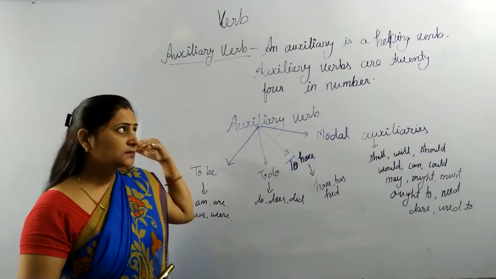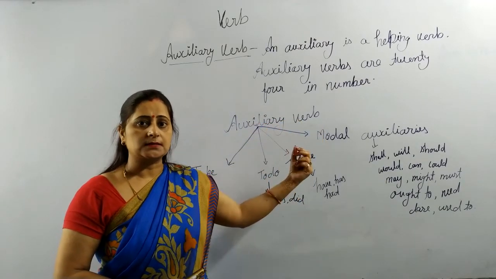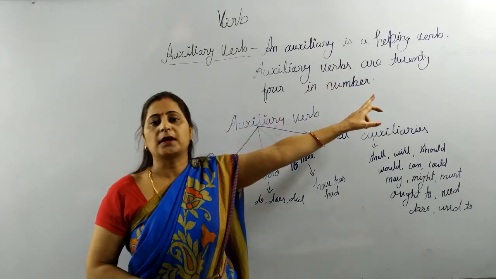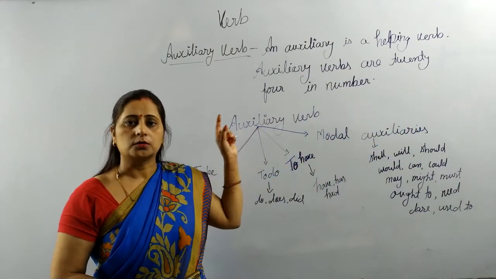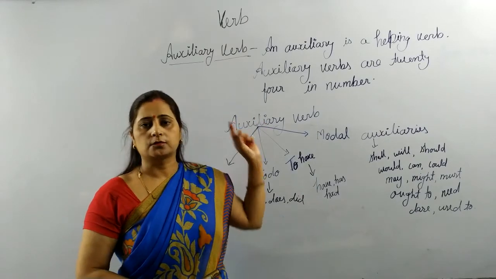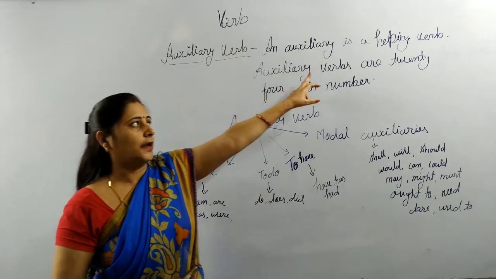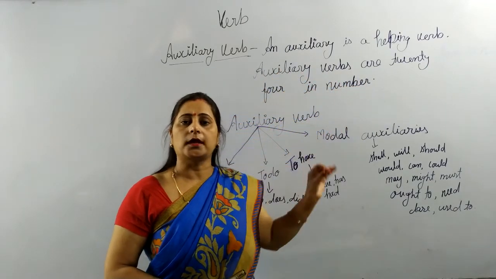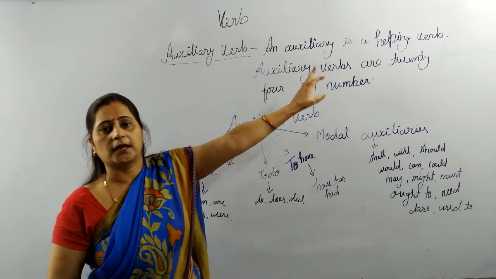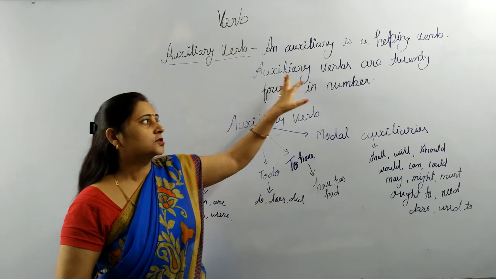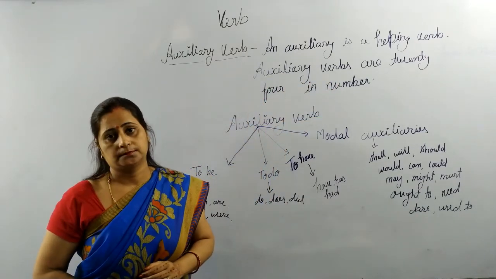In my previous video in which I taught tense, I explained helping verbs in detail. If you haven't watched my previous tense video, you can watch it from the I option here. So, what is an auxiliary verb? All the helping verbs which we use in a sentence are called auxiliary verbs. Auxiliary verbs are 24 in number.